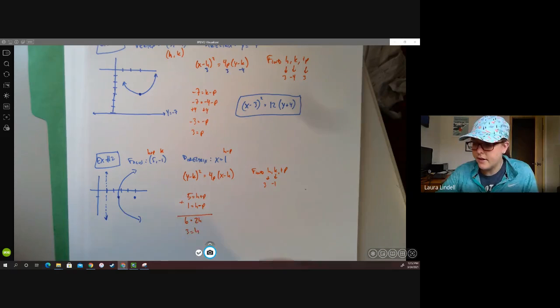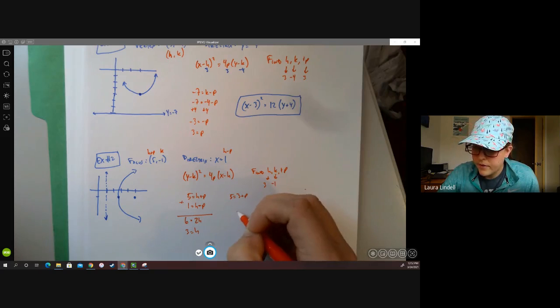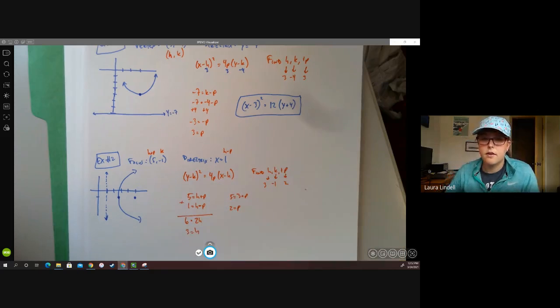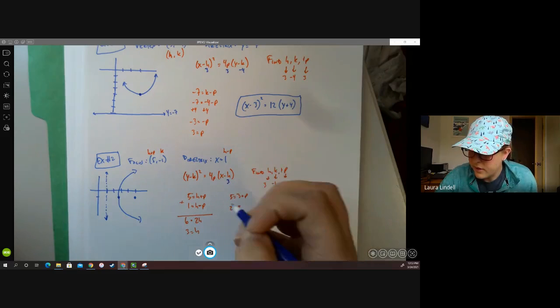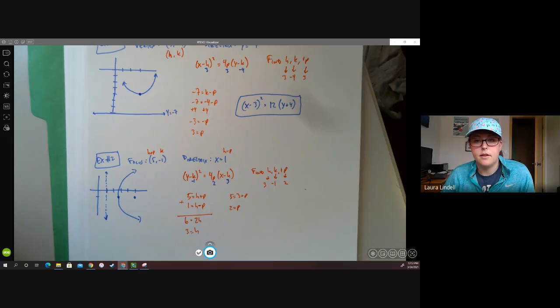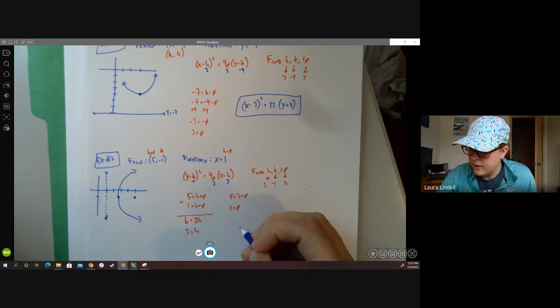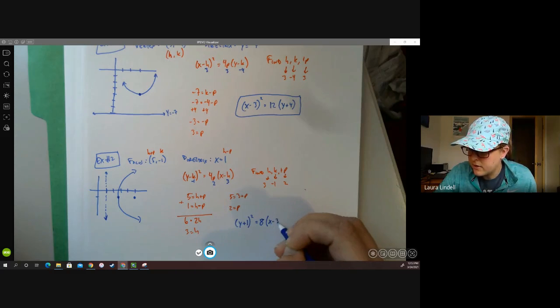Then we just plug h in here, so we can go 5 equals 3 plus p. So that means that p is 2. And then once we have h, k, and p, we just plug them in. We've got h is 3, k is -1, and p is 2. So then we are dealing with y minus -1, which is plus 1 squared, equals 4 times 2 is 8 times x minus 3.